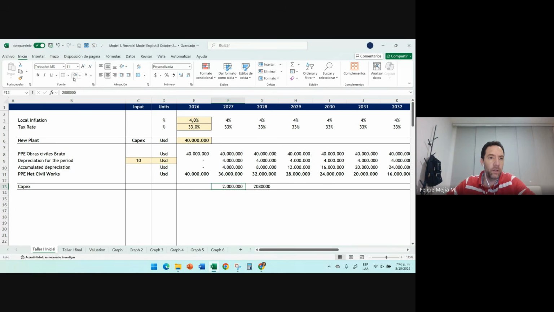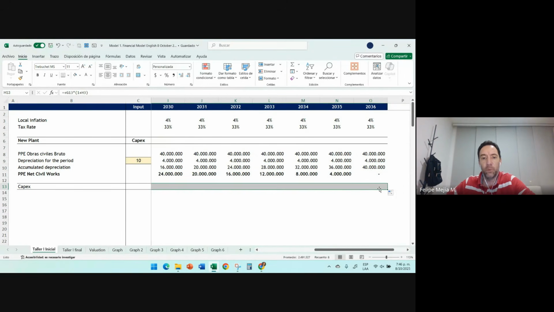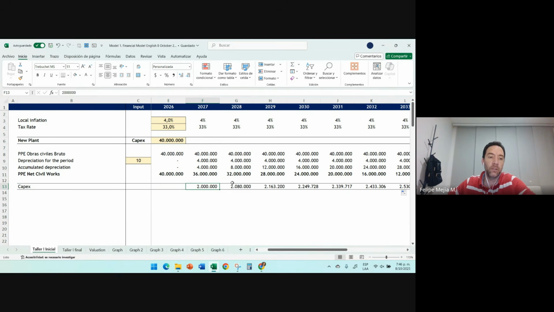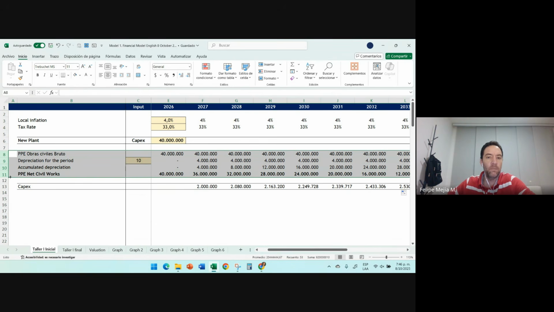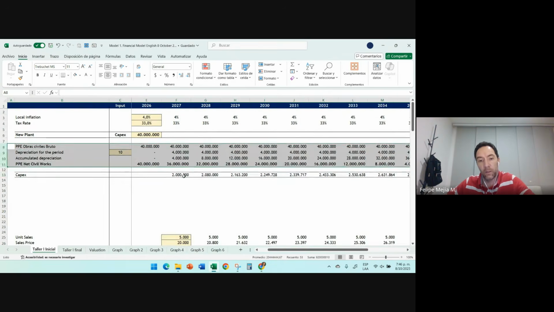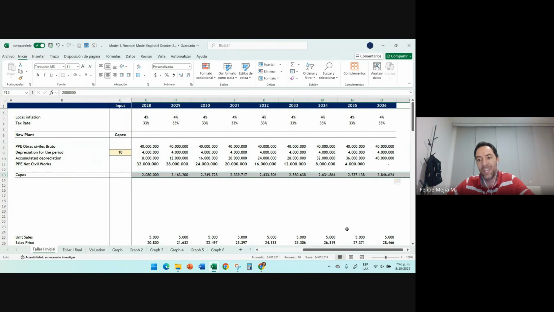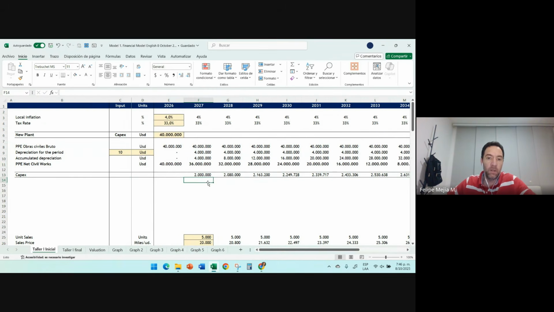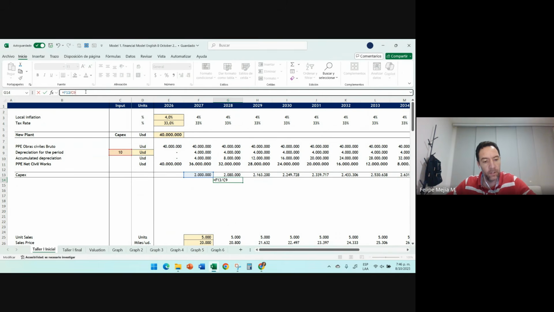We have $2 million, then we move to the right, and then we get 2.80 million, 2.163. And the problem we face as valuators, as financial modelers, is that we need to do this same module of property, plant, and equipment a number of times. We need to do it 10 times. So it's a bit of work. For instance, these $2 million are going to be depreciated over 10 years.